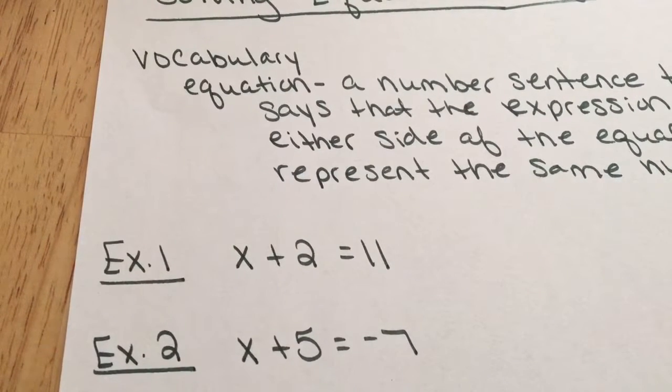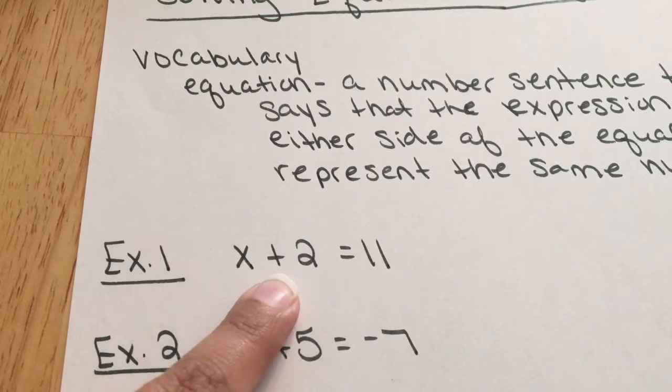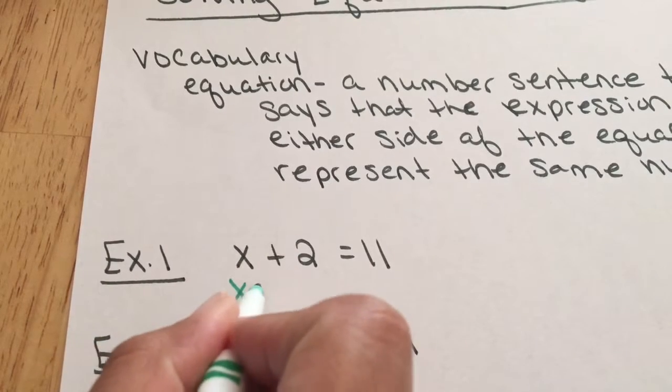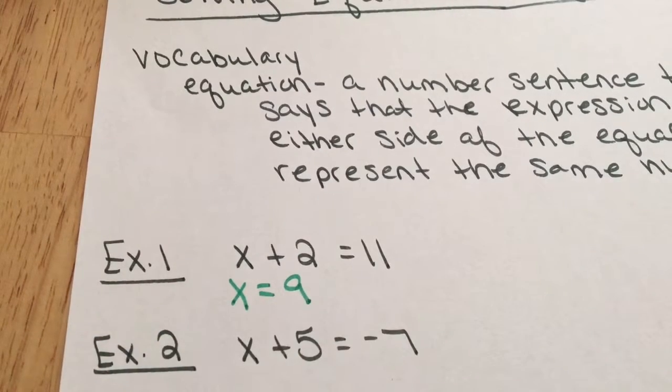On the first example, what we notice about equations is that it's almost easy for us to do it in our heads. I'm looking at this and I'm thinking of what number plus 2 equals 11. Well, what number plus 2 does equal 11? Oh, that's right. It's 9. So we know that x is going to equal 9 here. All right, that one, pretty nice.